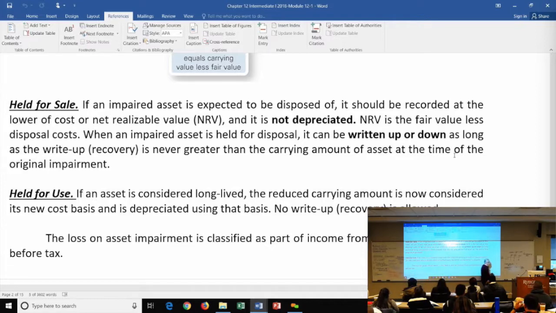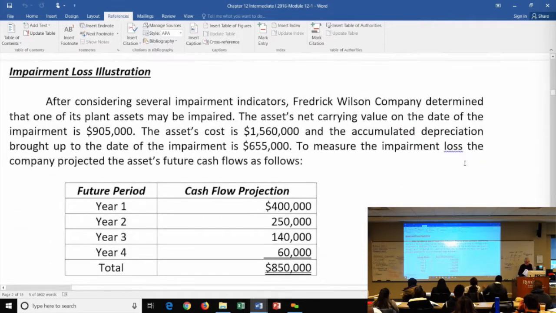All right, so let's take an example. We have Frederick Willing, a Wilson company, that determines that one of its plant assets could be impaired. So you look at your impairment indicators, and you find out the asset's net carrying value. We'll put some of the numbers in here, in case we are going to try the recoverability test. The asset's carrying value on the date of impairment is $905,000.